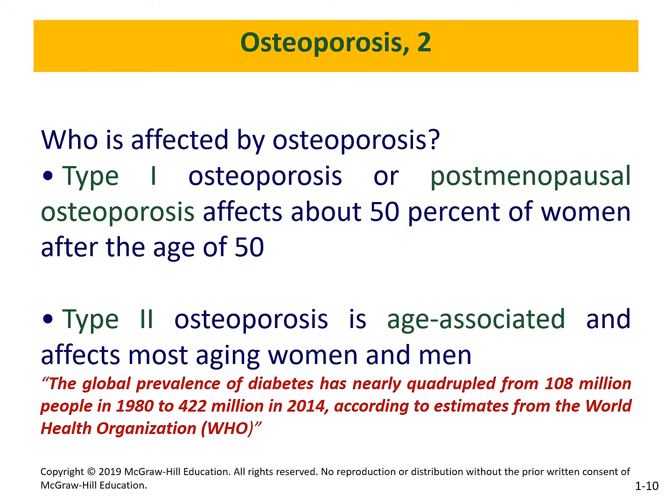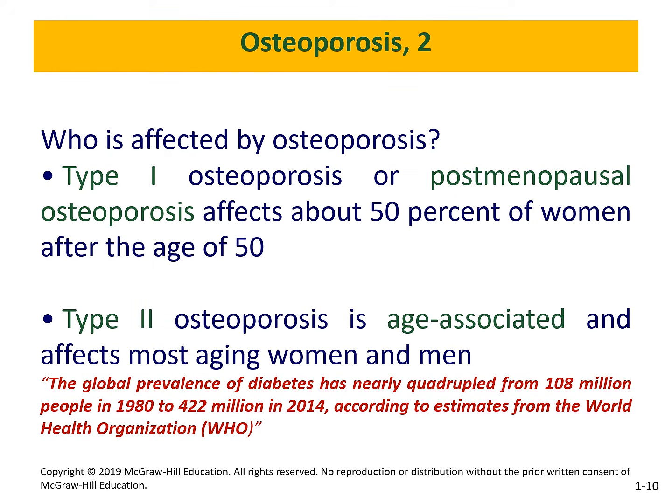The other thing is that type 2 osteoporosis is age associated and affects most aging women and men. And the global prevalence of diabetes is actually the cause of osteoporosis for male subjects. We have 108 million people, and that was in 1980 globally. And this number went to 400 million in 2014, and that's from the World Health Organization.